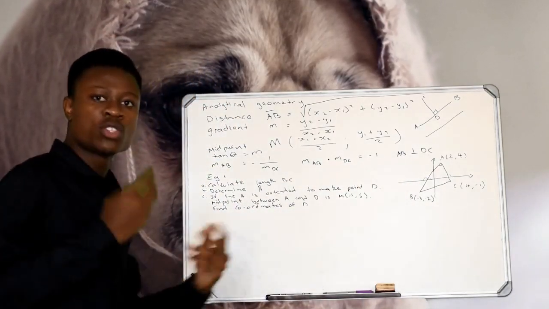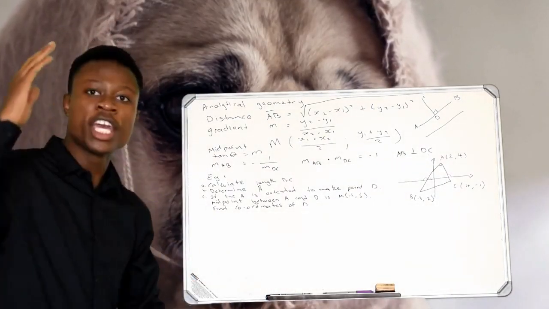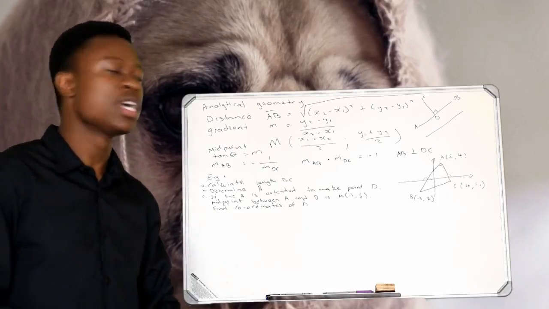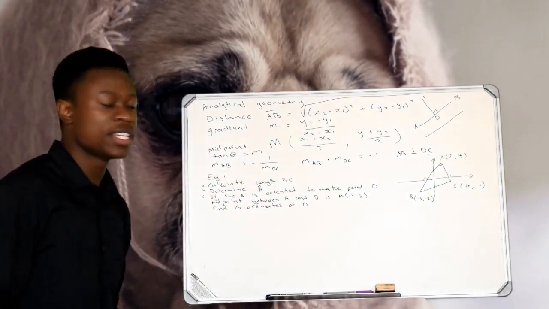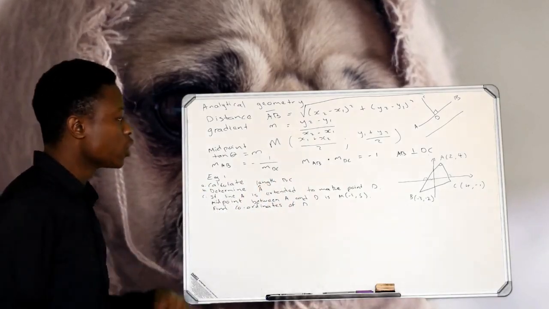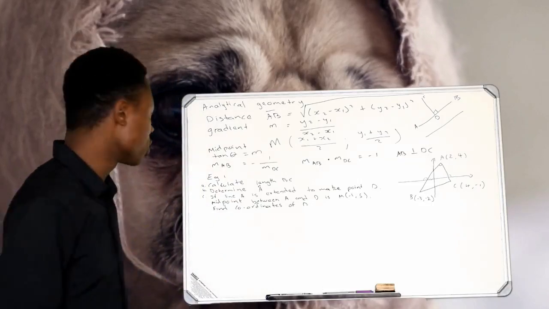Right? So let's do a question so that we're on the same page and you understand what I'm talking about. So get your book, exam pad, whatever it is, and let's start doing example 1. Example 1, what does example 1 say? It says calculate the length of BC. So it wants us to calculate the length of BC, right? 3 marks if you ask me.